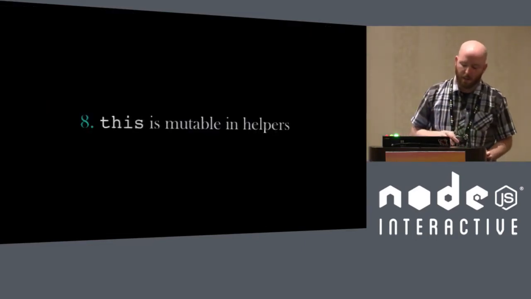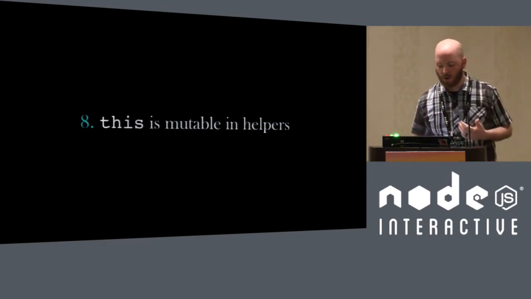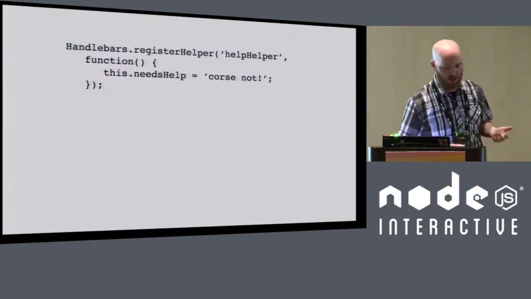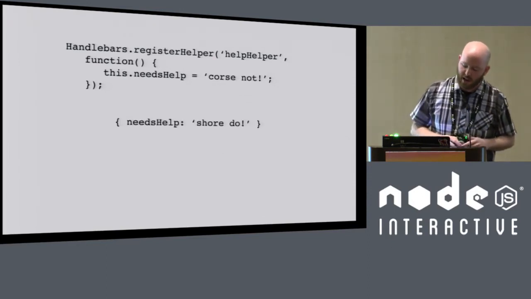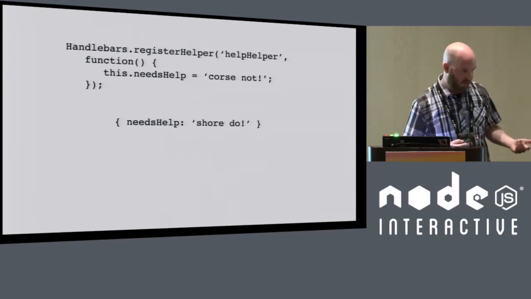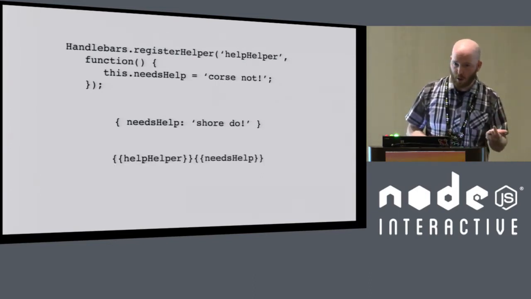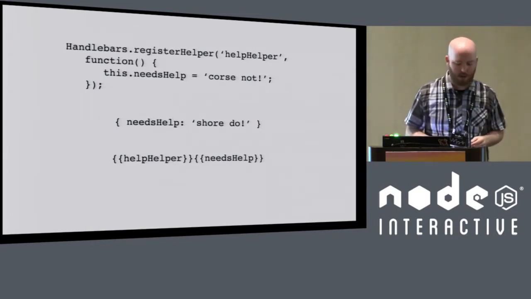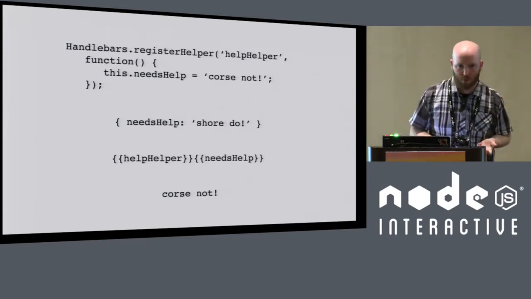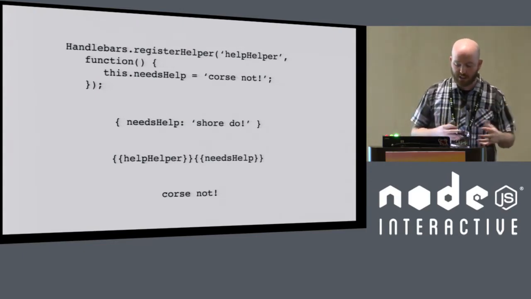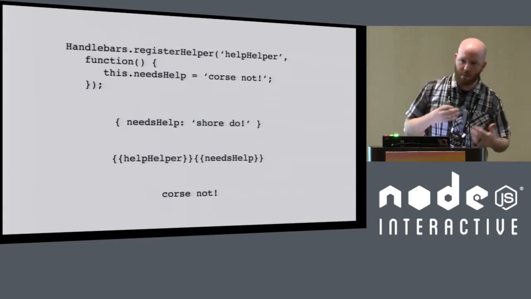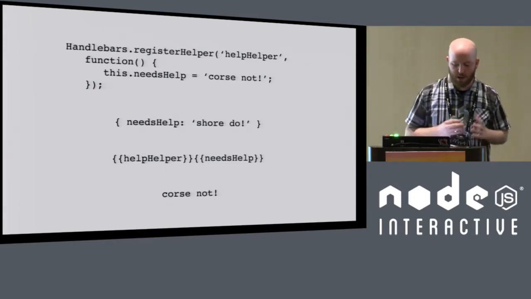One caveat to that: because it's available, this is also mutable in your helpers. So if maybe you weren't aware of that, and you say this.needsHelp equals course not, and you pass in some context data where you're saying sure do need help, and then you call the helper and output the result of what needsHelp means in my current context of data, what you'll see is it will equal course not, which means that this is completely mutable, just like you would expect in JavaScript. But when you're inside a templating language, usually you don't want to be modifying your state with your templates. So just be careful with that.